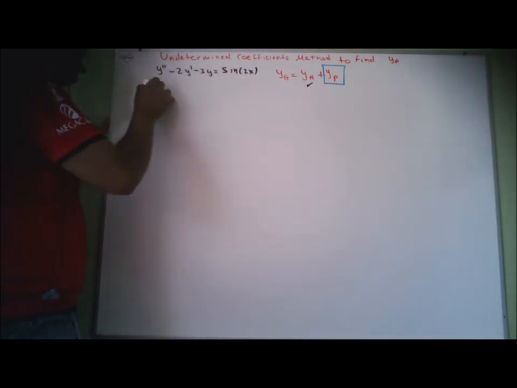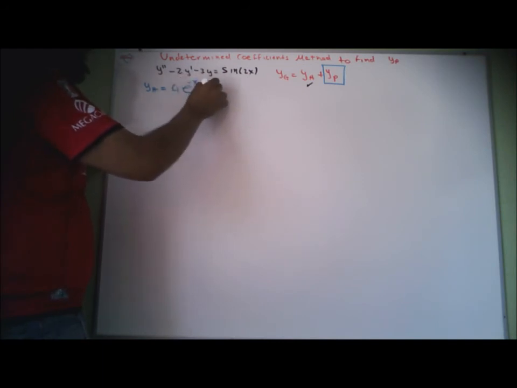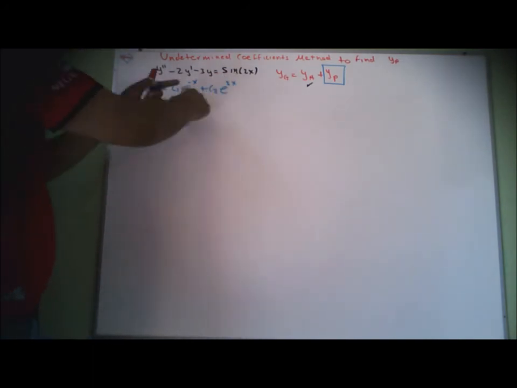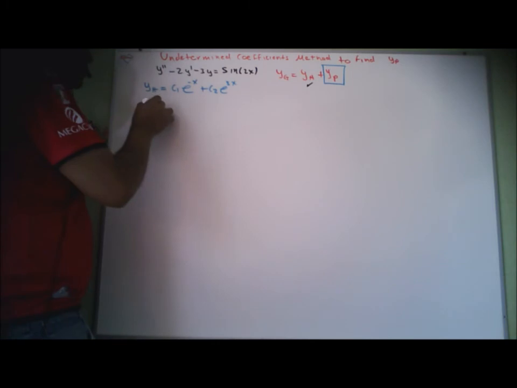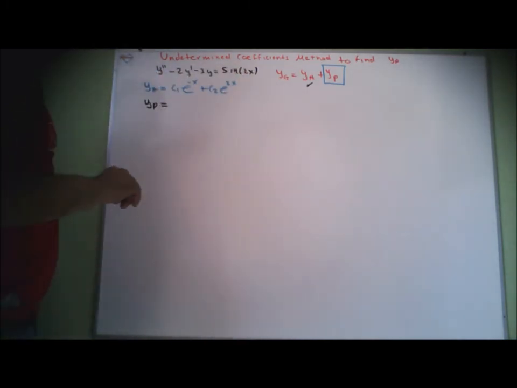So my homogeneous solution is still c1 exponential of minus x plus c2 exponential of 3x. Okay, I think it's upside down, but it's still the same. Now, I want to focus on the particular solution. The particular solution must be something similar to my q of x, okay?